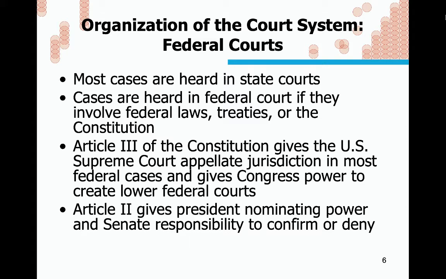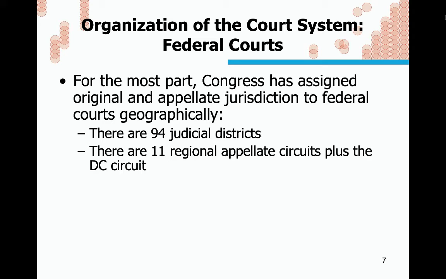Article 2, however, gives the president nominating power and the Senate the responsibility to confirm or deny nominees to any federal bench, any federal court, right? So there is some overlap. It's not that the judicial branch is completely independent from the other branches. The difference is once the court has been created and once the justices have been appointed, the judicial branch from there on is pretty independent from the other two branches of government.